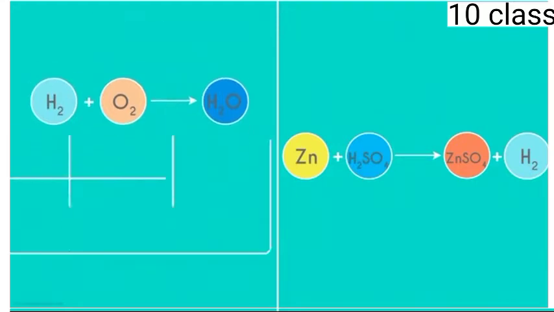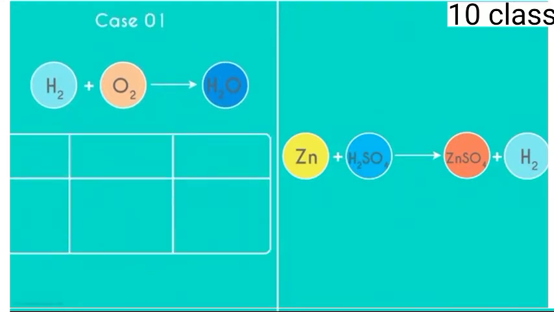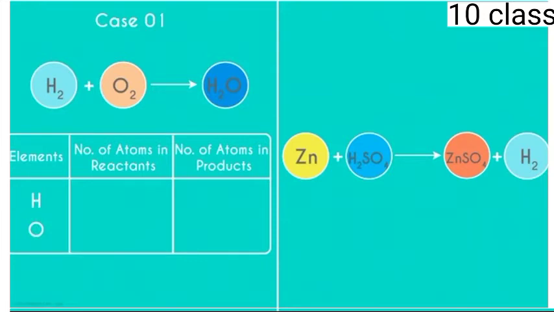Okay, let's draw a table under the first equation. In the first column, we write the symbol of the elements that are involved in the equation. Then in the second column, we write the number of atoms in the reactants. And in the third, we write the number of atoms in the products. Which are the elements involved in the first equation? Just two elements. So we write H and O in the first column.